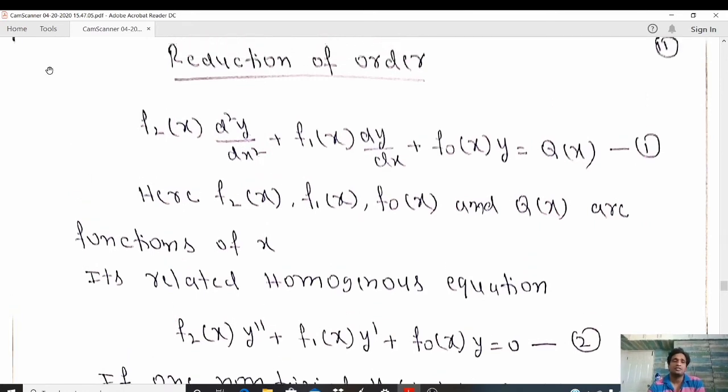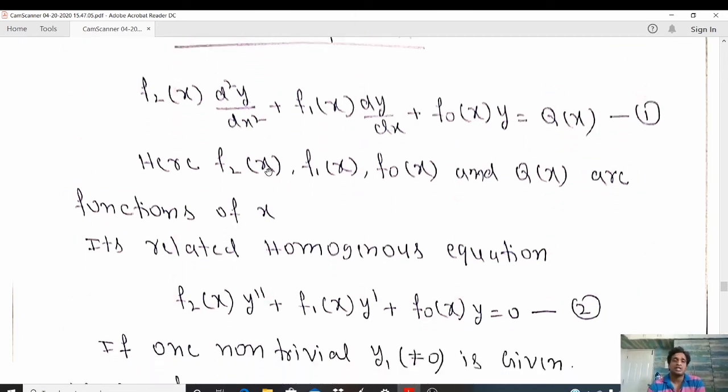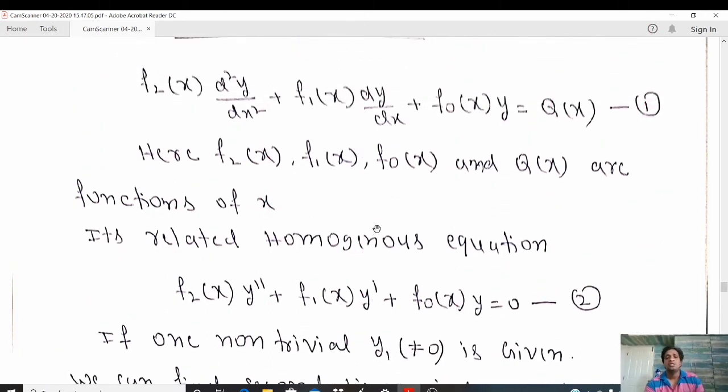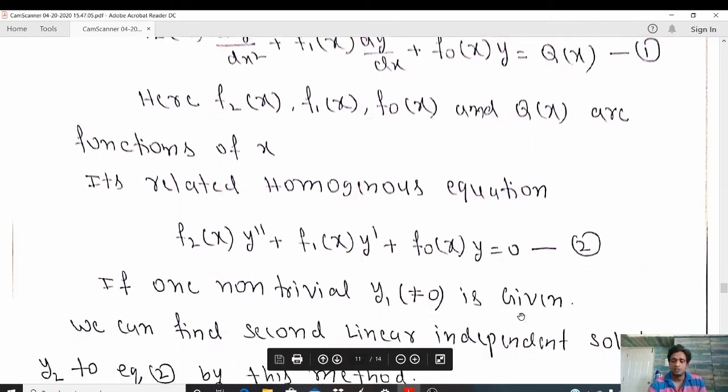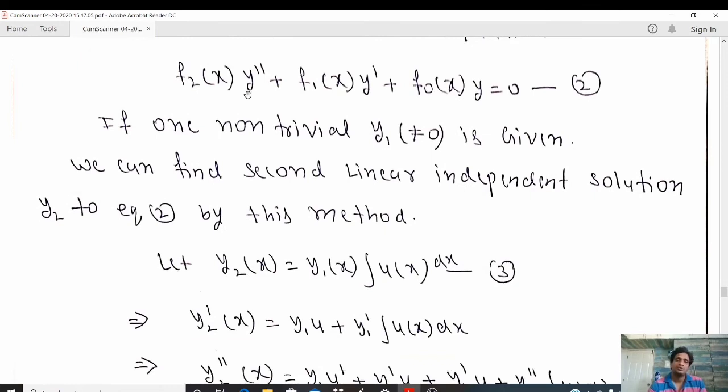So for reduction of order, the differential equation is in the form f2 of x d square y by dx square plus f1 of x dy by dx plus f0 of x into y is equal to q of x. Here the coefficients f2, f1, f0 and q of x are functions of x. Now we are considering the homogeneous equation of this one. That means if we take q of x equals 0, then it becomes f2 of x y double dash plus f1 into y dash plus f0 into y equals 0. Here y double dash means d square y by dx square.